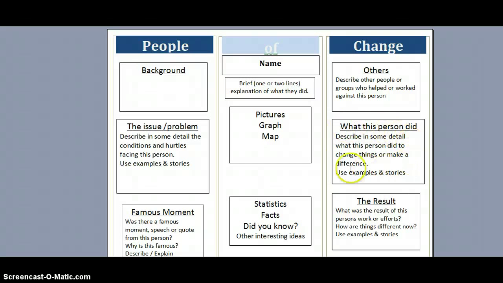what this person did would go over here. The result, what's the result of their efforts, how are they being remembered today, or what's happening differently today, and other groups or people who have helped and worked with or against this person and how they factored in. So again, this is just a suggestion of what you might consider putting on the board, okay, but you want to make sure that the board looks nice, but it also has a fair bit of information in it.